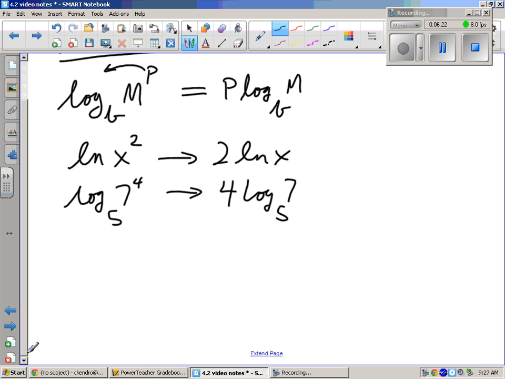Now, sometimes it comes in disguises here. For instance, if I have log of square root of x, that's really saying log of x to the 1/2.